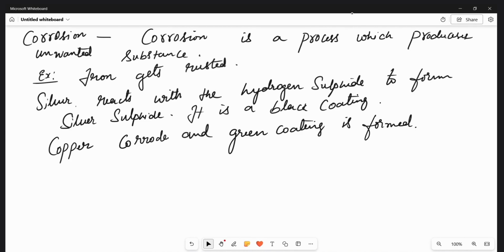Mainly here, it should not be exposed to the atmosphere, to the moisture, or the atmospheric air. Then it will not be corroded. Because of that we do the painting, greasing, and galvanization, all these processes.